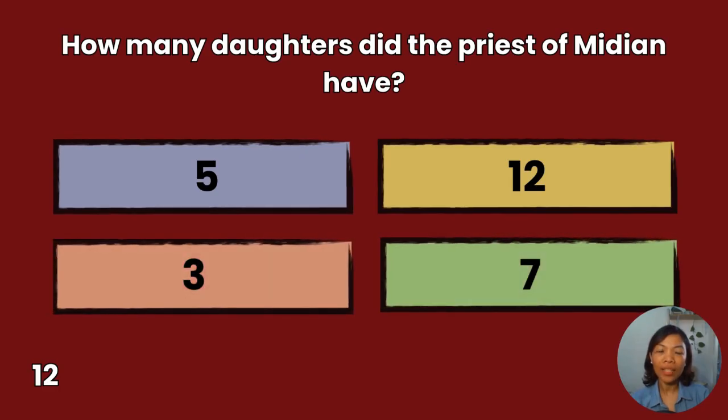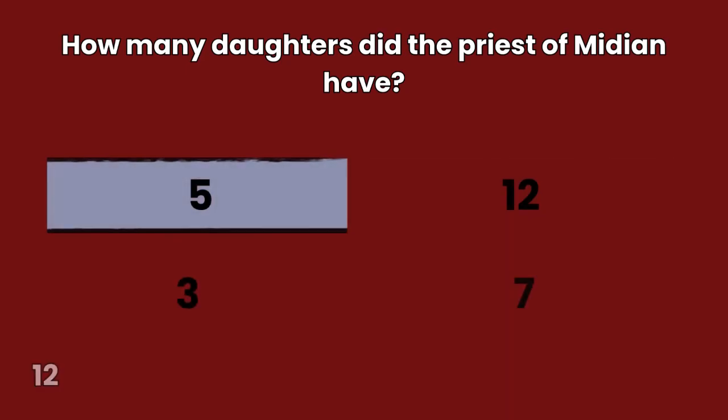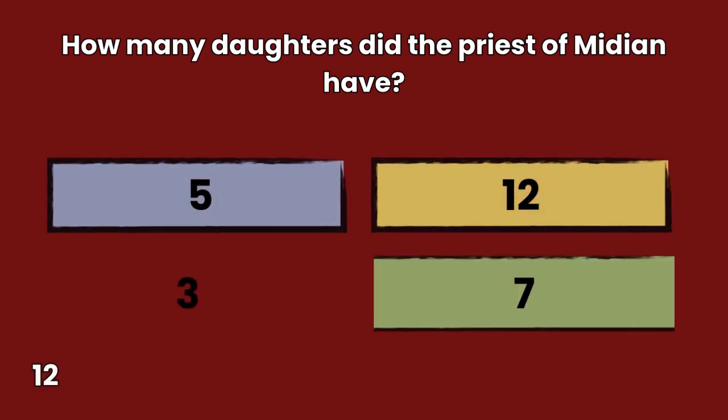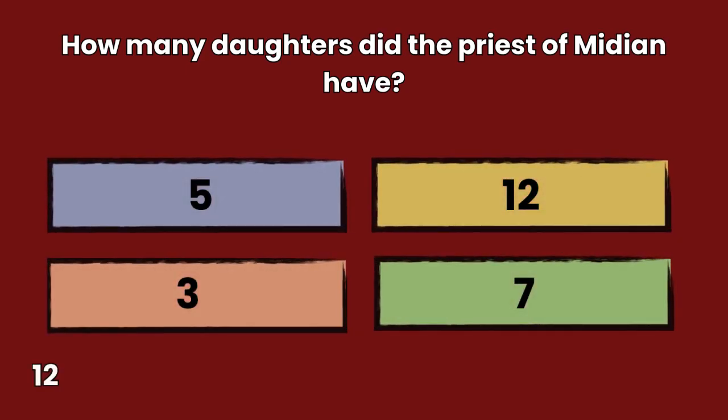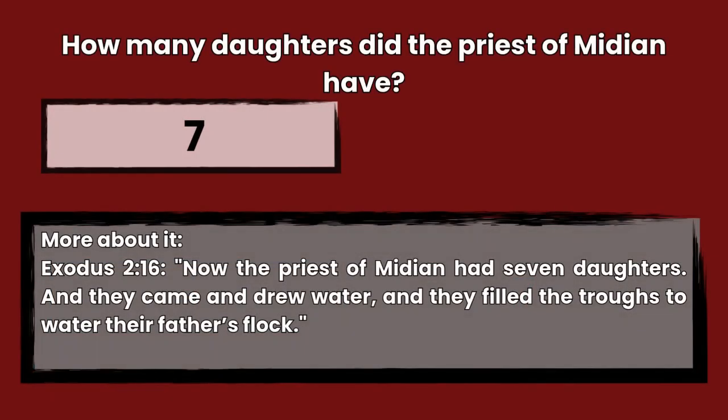12. How many daughters did the priest of Midian have? 5, 3, 12, 7. You have 10 seconds to answer. The answer is 7, Exodus 2:16. Now the priest of Midian had 7 daughters, and they came and drew water, and they filled the troughs to water their father's flock.